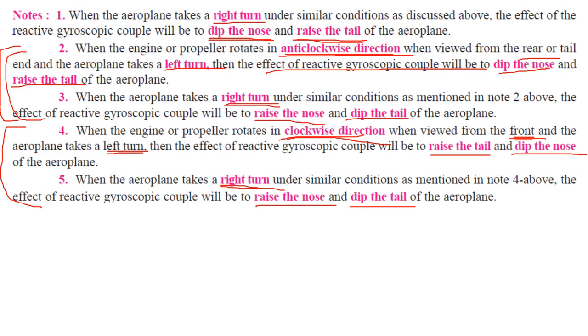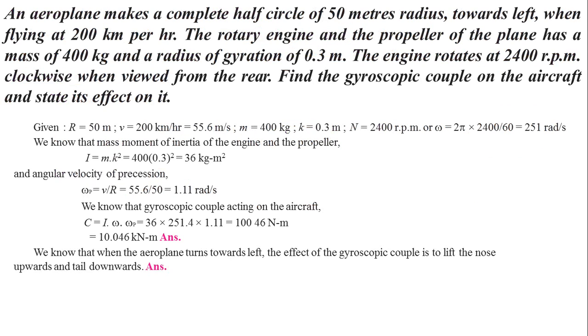So like this you need to understand the different cases. When the direction is different, automatically the effect on the aeroplane is different. So let us take this example. An aeroplane makes a complete half circle of 50 meter radius, taking the left direction at a speed of 200 kilometer per hour, and the radius of gyration, mass and speed N are also given. So the radius is 50, the speed is in kilometer per hour, which you can convert to meter per second, the mass m is 400 kg, the radius of gyration k is 0.3 meter, and the speed is also given.